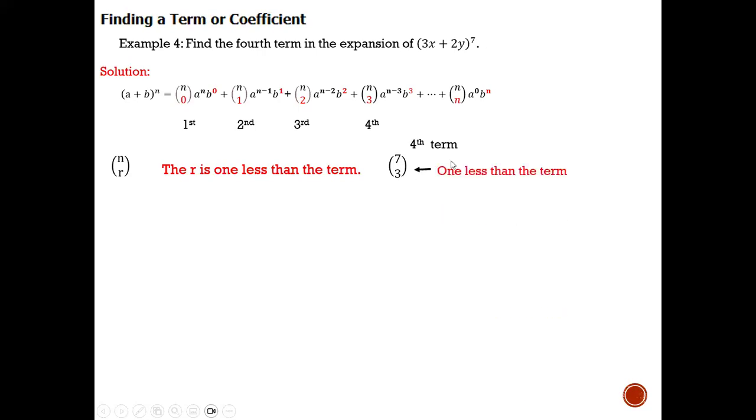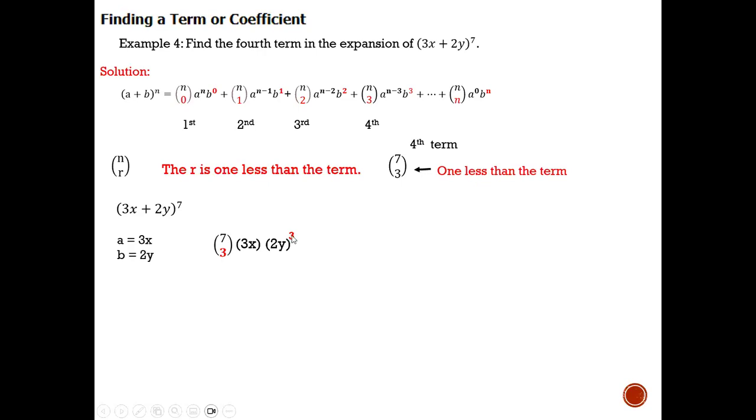Okay, again, 1 less than the term, the r on the bottom. Now, what is A? A is the 3x. B is the 2y. So I'm going to plug that in. Now, remember, and then I have 7, 3. Now, remember that the second term, like the 2y, the power is going to match the r. Okay, so that helps us.